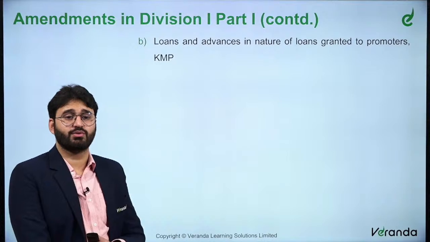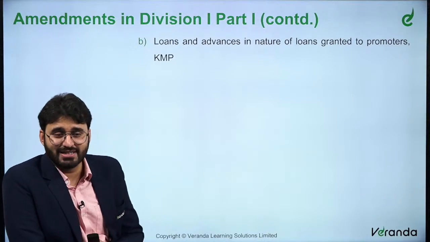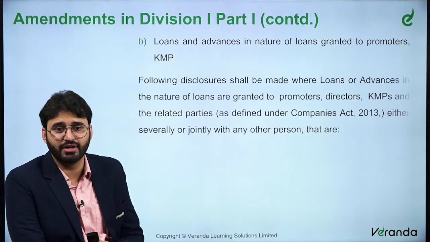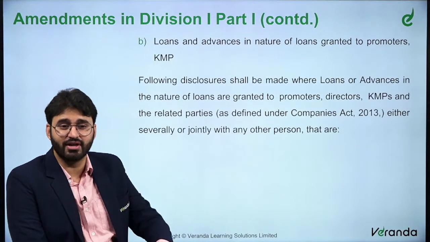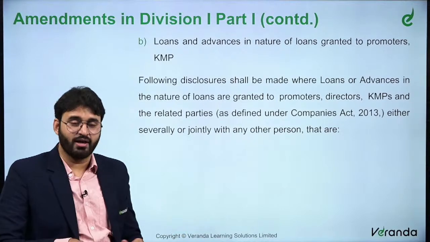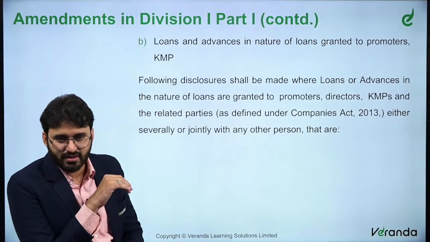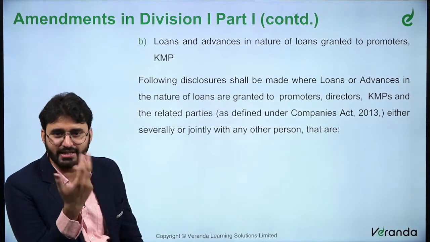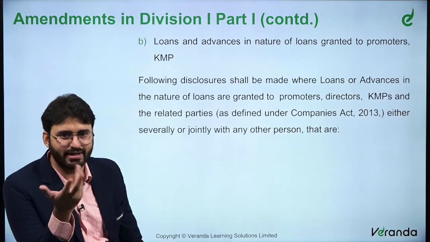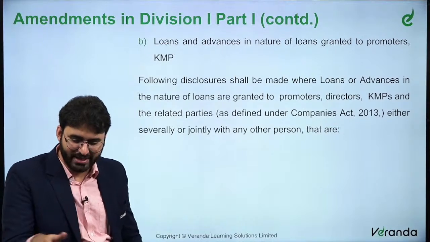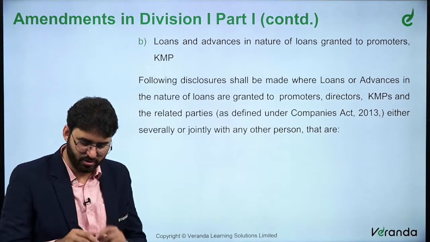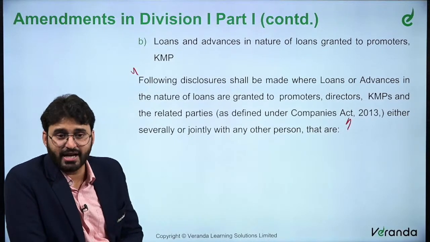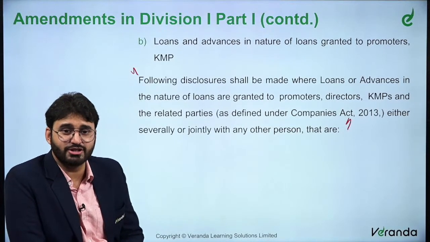Now the next one, loans and advances in the nature of loans granted to promoters or key managerial persons. Now sir, this is a very, very important clause. Lot of companies get loans from directors, from the promoters, and from the key management personnel, right? It could include directors, whatever. Okay, so this B is just a heading. The main extract is this: the following disclosures shall be made where loans and advances in the nature of loans.